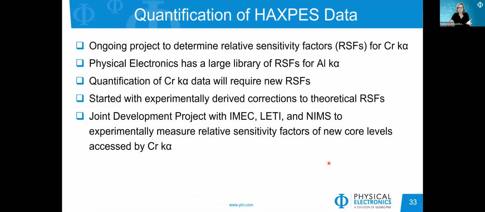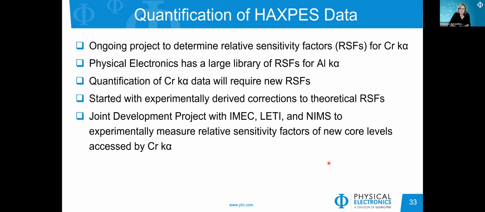So quantification of HAXPES data is something that I mentioned as a challenge overall. Of course, all of the manufacturers that now provide lab-based systems, the data do come with quantification parameters, and usually they are based on the Wagner cross sections, so they are theoretical or empirically derived cross sections.